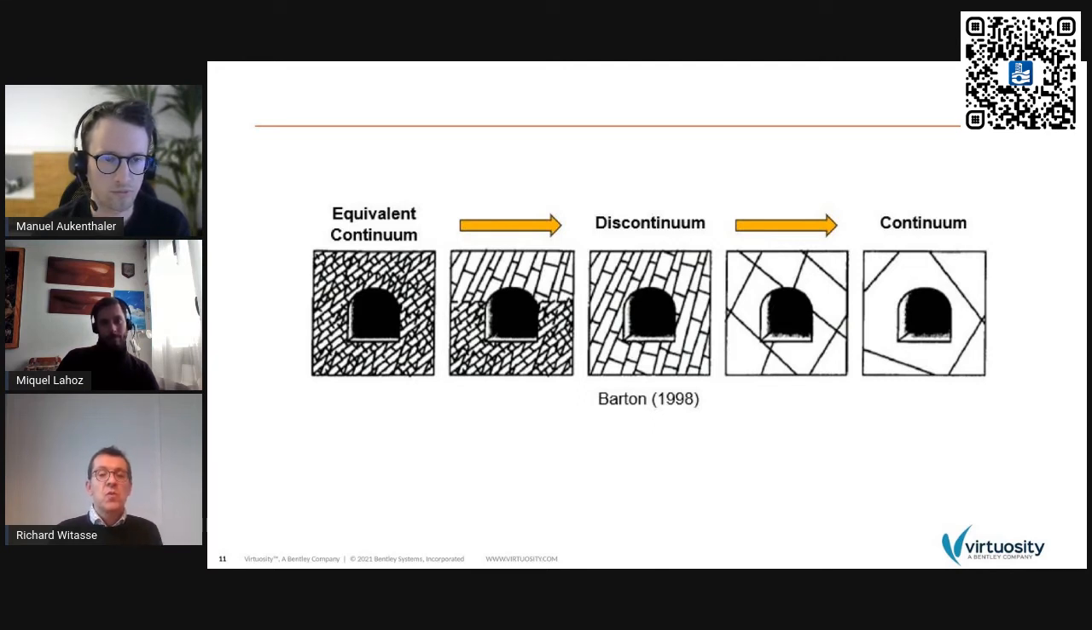And when it comes to discontinuum, we currently have the interface element and soon the discontinuity element that has been recently introduced to PLAXIS, which can, to some extent, be used for the discontinuum approach. That's what I can say as a very general comment at this stage. But maybe Miguel, especially on the last aspect on discontinuum, wants to comment a bit more.